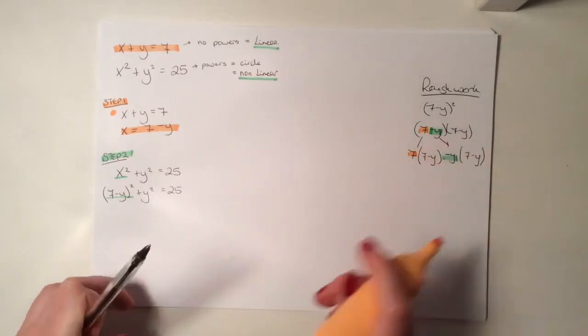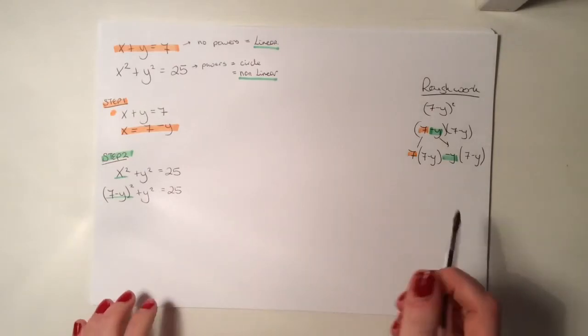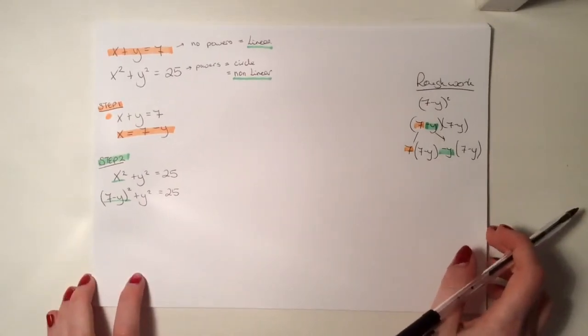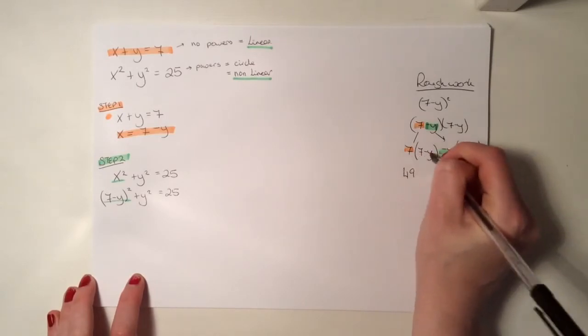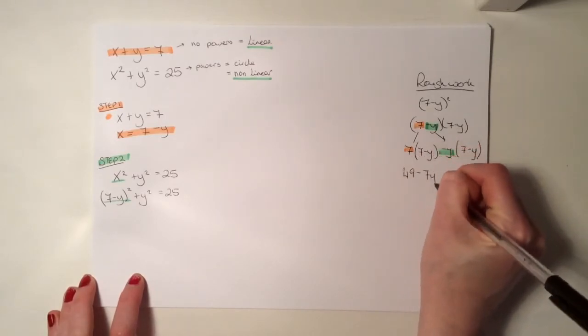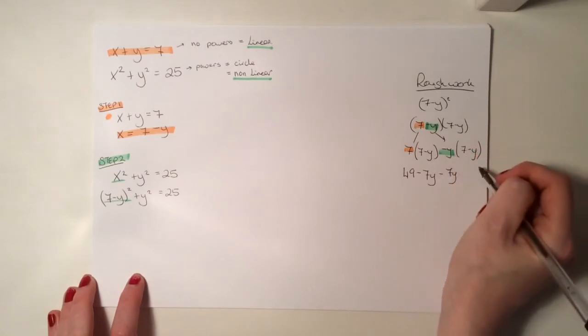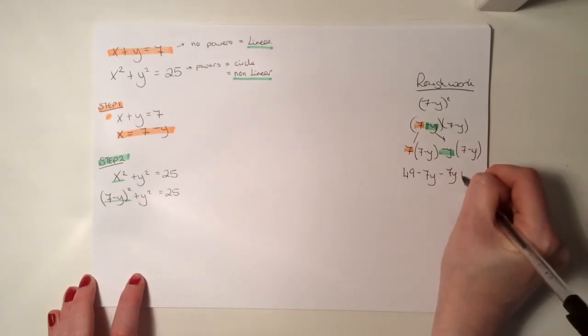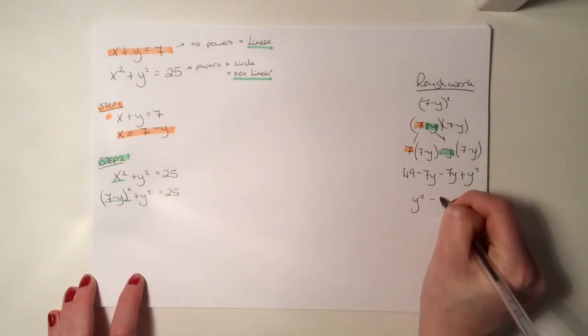Now, brackets in algebra or in math in general means multiply. So 7 times 7 is 49. 7 times minus y, minus 7y. Minus y times 7, minus 7y. Minus y times minus y. Minus times a minus is a positive. Y times y is y squared. Tidy that up.